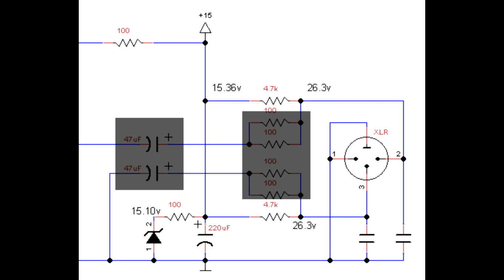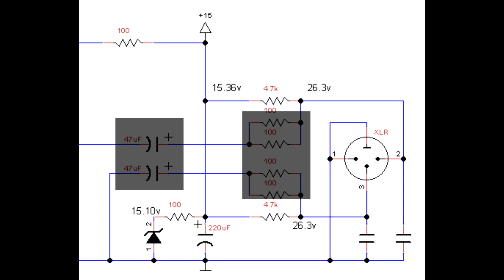So that input 48 volts through a 6.8K resistor and then through a 4.7K resistor gets you a little bit of voltage division. That's probably why they have 26 volts here. And then it goes into a 220 microfarad capacitor to smooth things out. And then it runs into a 15.1 volt Zener diode. And interestingly, it goes through a 100 ohm resistor.